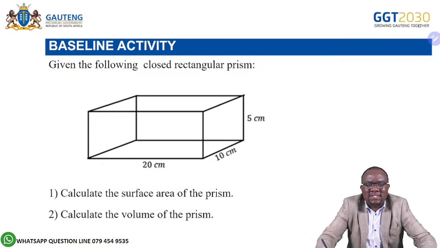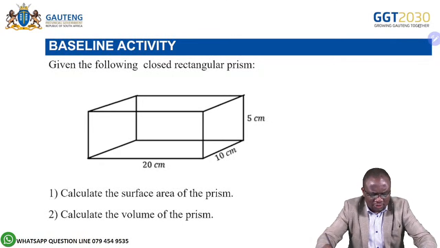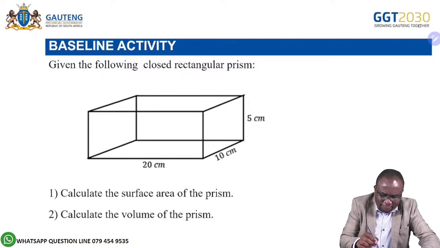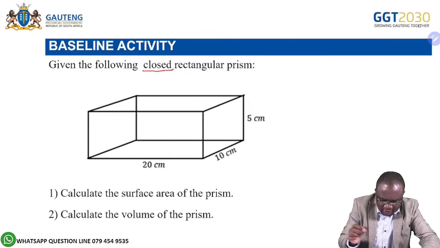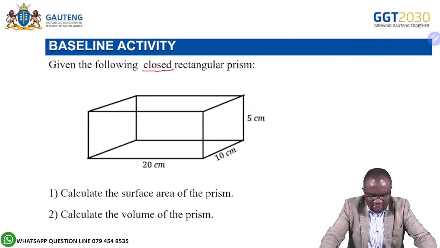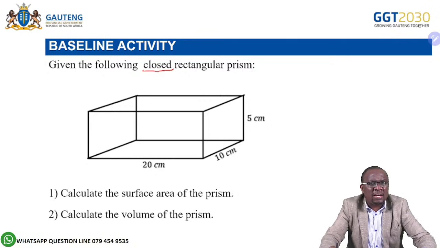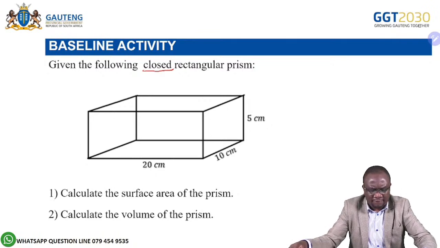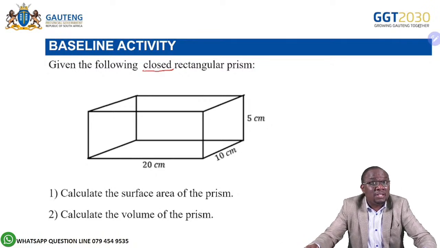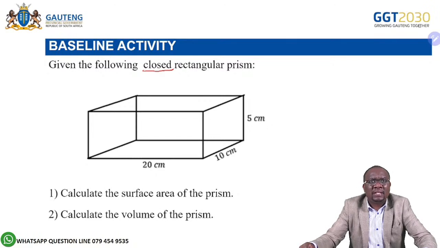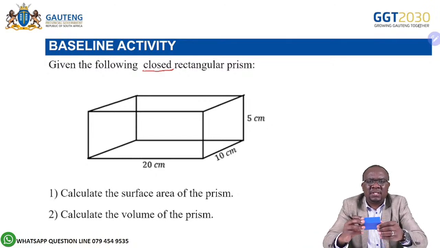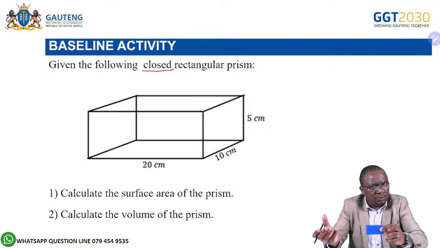Welcome back, grade 10s. Did you manage? Let's do this together. Given the following closed rectangular prism, calculate the surface area of the prism. Why closed? Why is it important to have that? Because you can say closed or open. What's the difference between a closed rectangular prism and an open one? If it is closed, it means all the surfaces are there, the 6 of them. But if it's open, the top part won't be there.